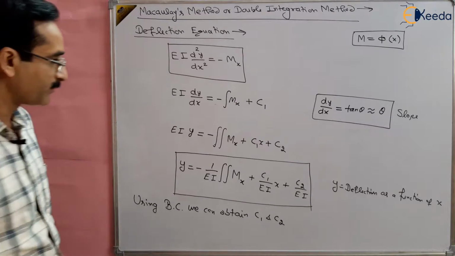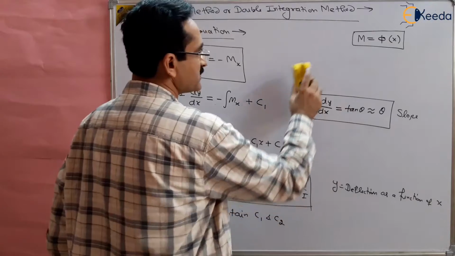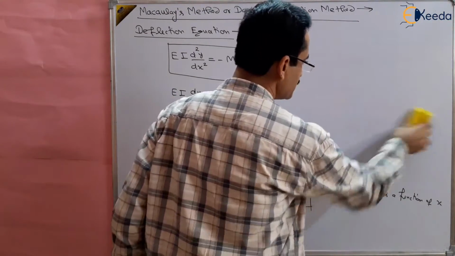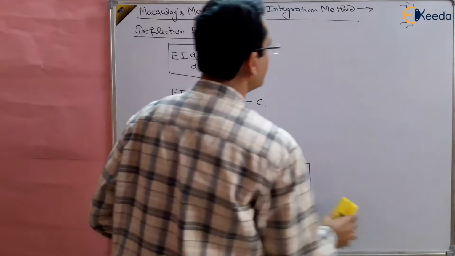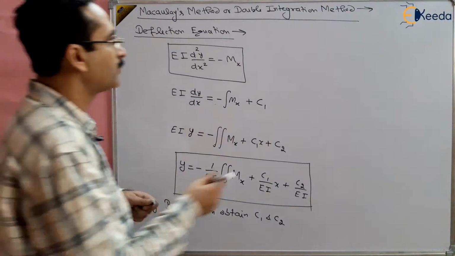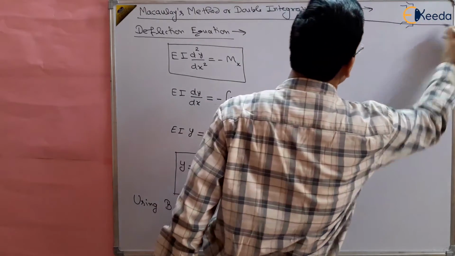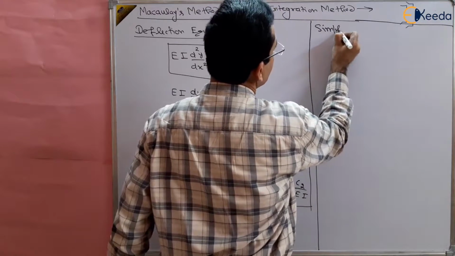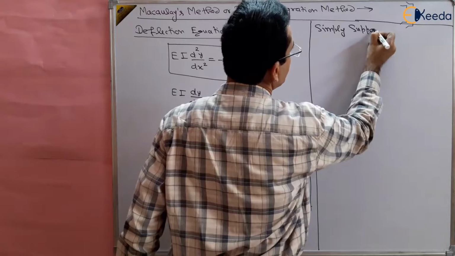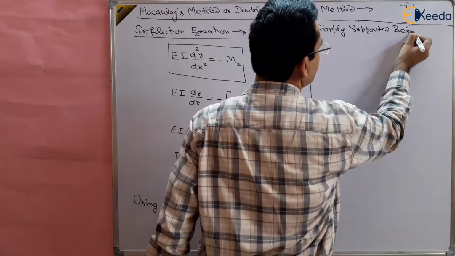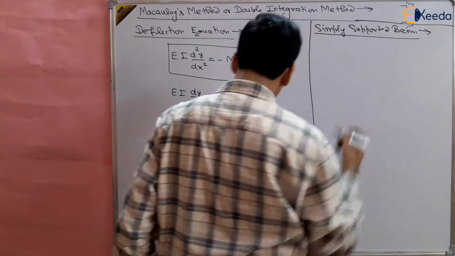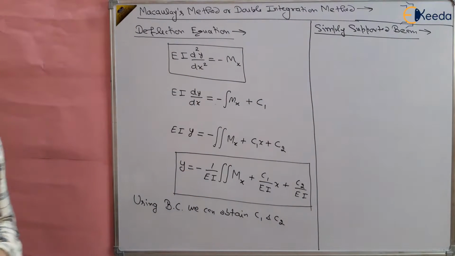But what is the boundary condition? General boundary conditions we are talking about. What boundary condition can be used? If we talk about the simply supported beam, because there are two unknowns, and for two unknowns we will be needing two boundary conditions, right? So minimum two boundary conditions will be required for two unknowns to be solved, right?